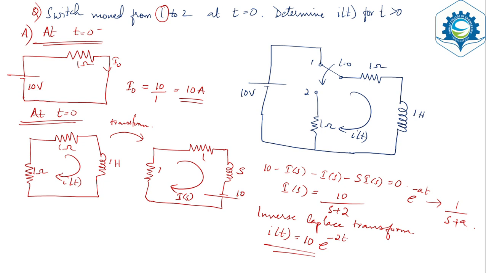Okay, so the procedure is first you should take the first case and find out the initial current. Here you should not do any transformation. And then you take the second case. You have already got the initial condition. So you simply have to transform the circuit and then you can apply the mesh or node analysis and then find out the inverse Laplace transform.